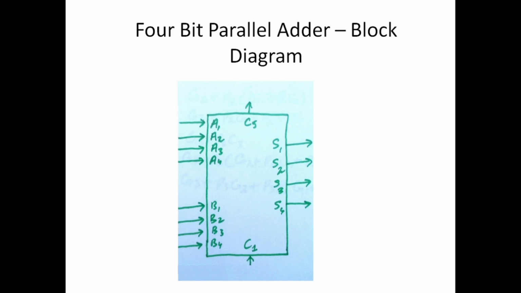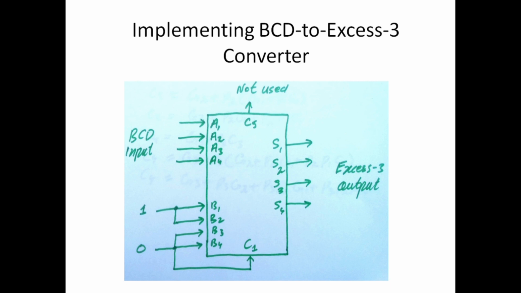Now I will give you an example to show the significance of this integrated circuit, and show you how such an integrated circuit package can be useful to implement a function so easily. Now let's consider implementing a BCD to XS3 converter. We have already designed a BCD to XS3 converter using the conventional K-map method.